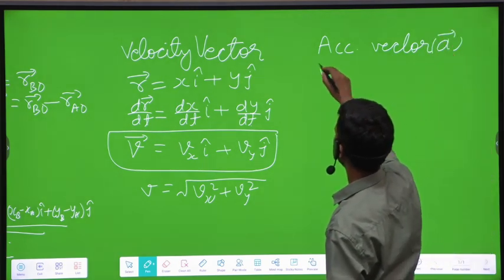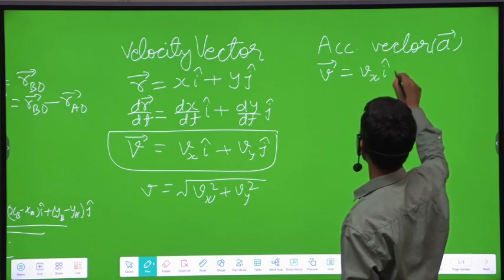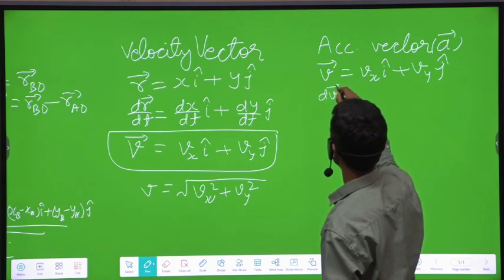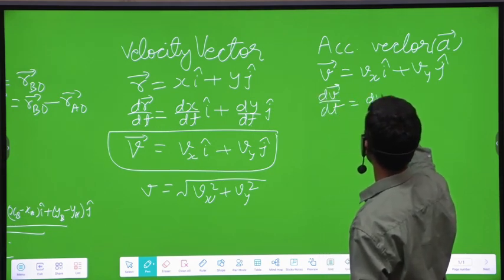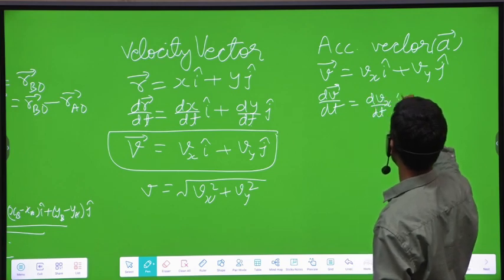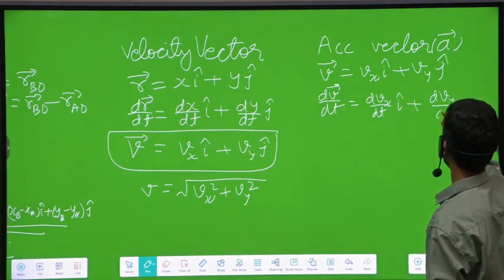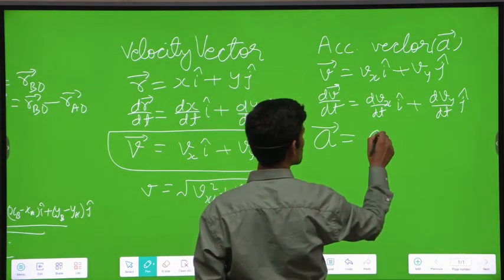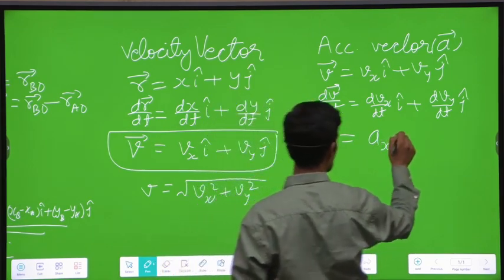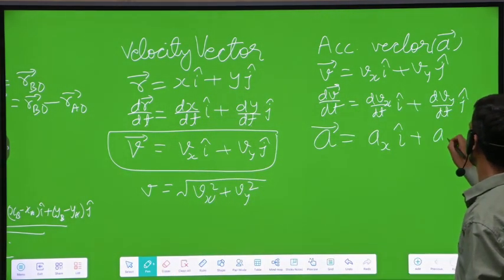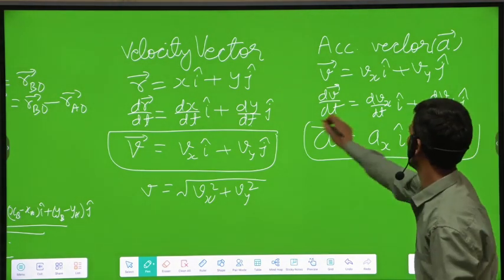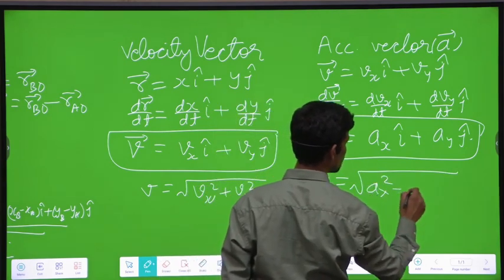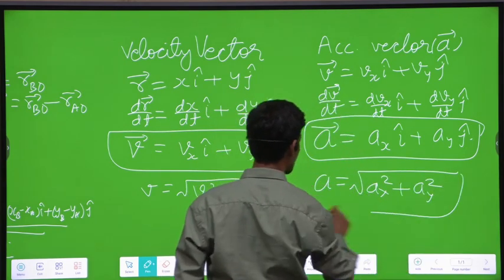And in the same way the acceleration vector. So we have v equal to vx i cap plus vy j cap. Again we can differentiate, dv by dt is equal to dvx by dt i cap plus dvy by dt j cap. So this becomes acceleration, this is the component along the x-axis, and this is the component along the y-axis, and its resultant will be root of ax square plus ay square.